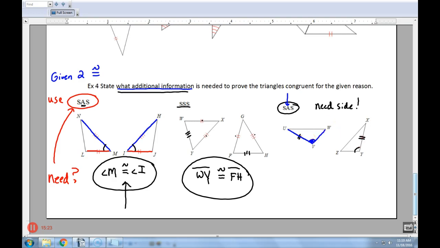So I know I need WV. UW up here would not have worked. I need WV, and I need WV to be congruent to who? Well, looking over in the other picture, I have the side, I have the angle, so this would be the included side, ZY.